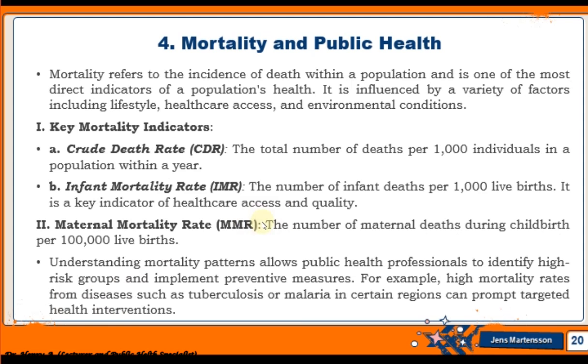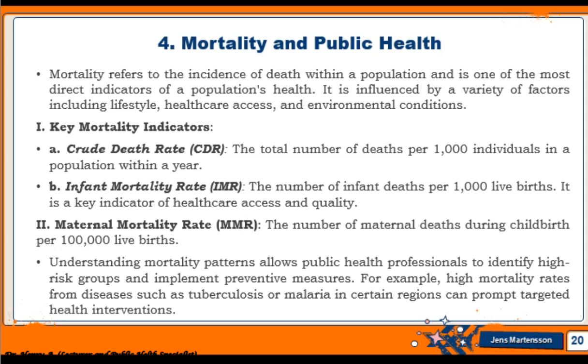So let's move to the next one, which is mortality and public health. Mortality and public health. Remember, we have talked about fertility. Now let's talk about mortality and public health. Under the mortality, we'll be seeing 2 key aspects: the key mortality indicators, and under it we'll be talking about the crude death rates and also the infant mortality rate. And then number 2, we'll be seeing the maternal mortality rate. So it's important that we look at that. So let's see it in detail.